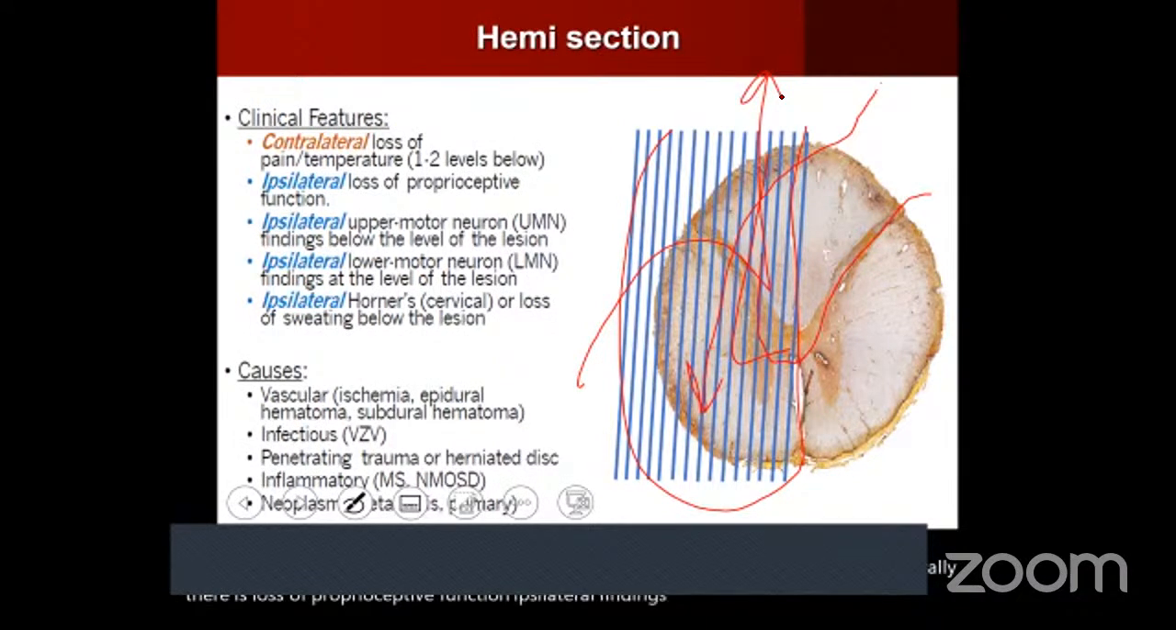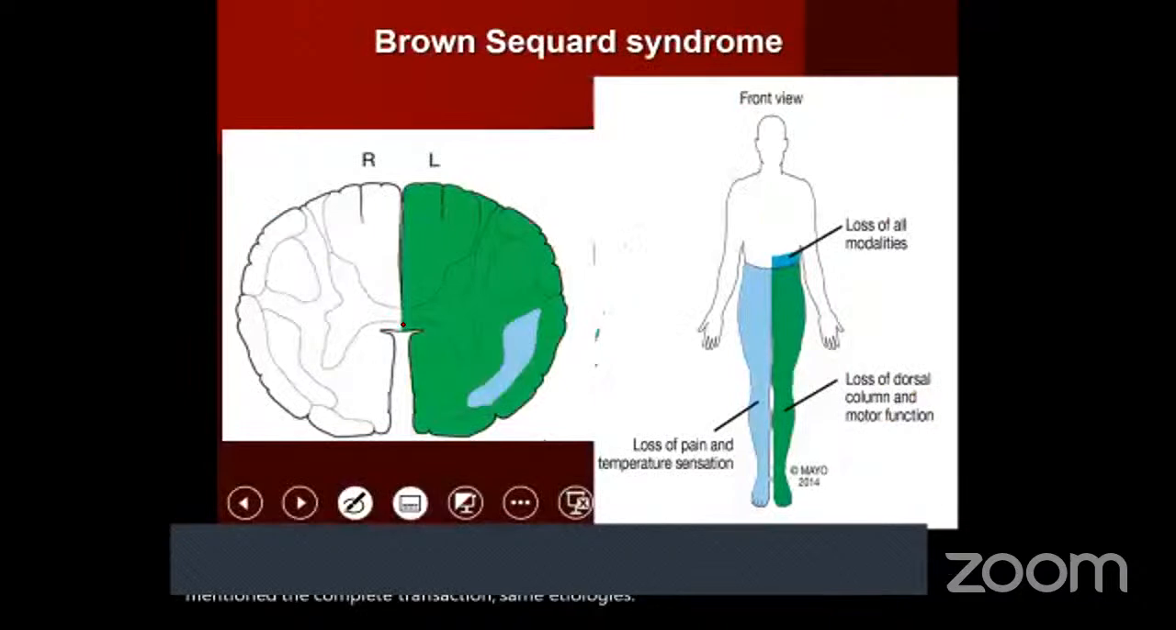And if it is a cervical region, you always get a Horner syndrome. So the importance of looking at the pupil and partial ptosis. If there is miosis and partial ptosis and loss of sweating, then you can see that there is a Horner syndrome. So the etiologies are the same. Last time we mentioned the complete transection, same etiologies. So this is a Brown-Sequard syndrome. The left side is injured because of some pathology, which we can discuss.